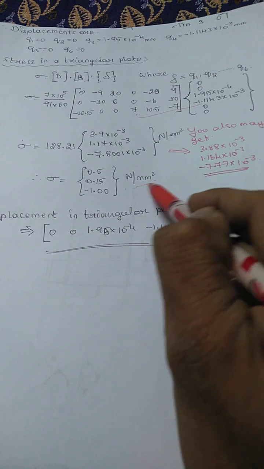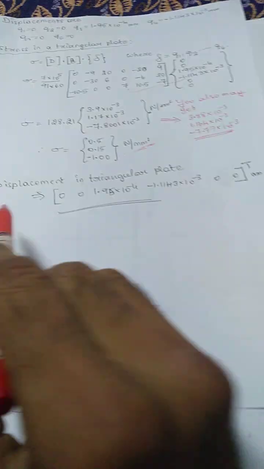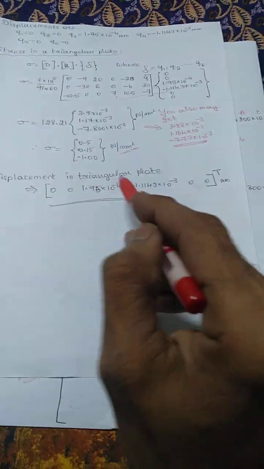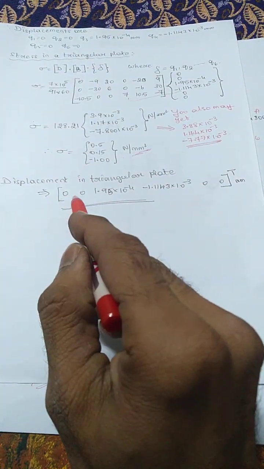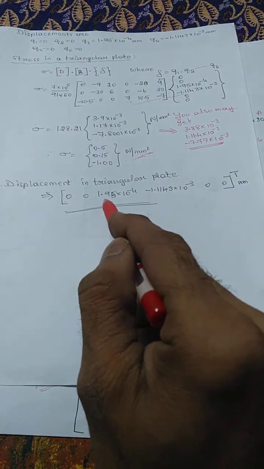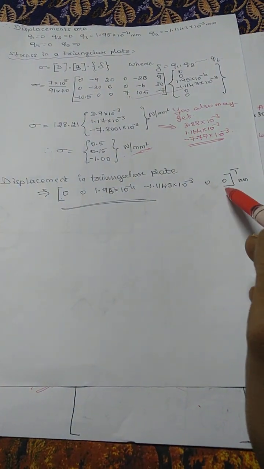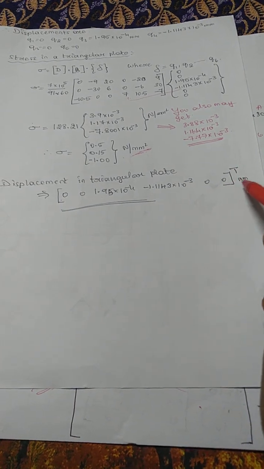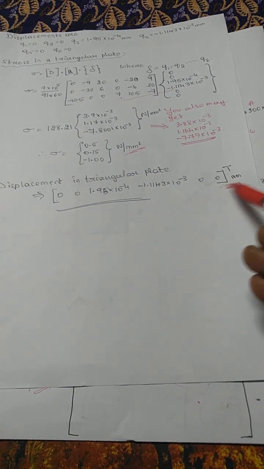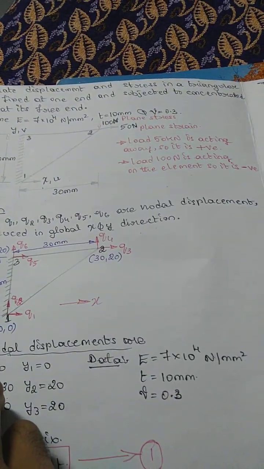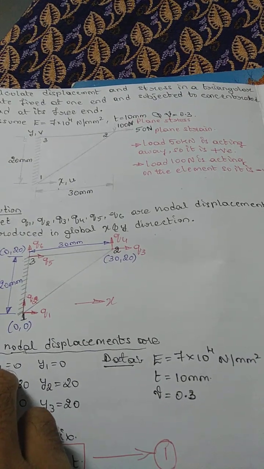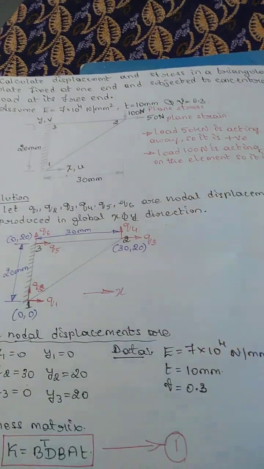you'll get these three values of stress in a triangular plate. This is the unit, don't forget to write that. Later at the end we will write the displacement in triangular plate, that is q1, q2, q3, q4, q5, q6 transposed. That is your answer, it is in terms of millimeter. So this is your answer for the triangular plate problem, that is displacement and stress in a triangular plate. Thank you.